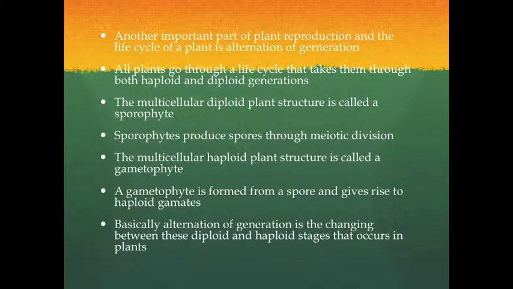The multicellular haploid plant structure is called a gametophyte. A gametophyte is formed from a spore and gives rise to haploid gametes. Basically, alternation of generations is the changing between these diploid and haploid stages that occurs in plants.